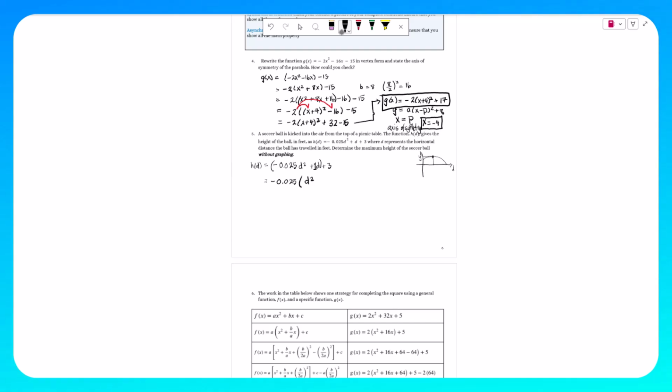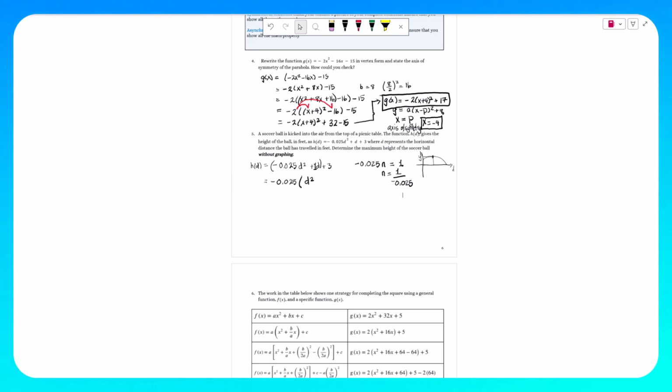So think of it this way. I have this a value here that I would have to multiply back to 1d. So in other words, negative 0.025 times some number n has to equal 1. So what we're going to do, we're going to divide both sides by negative 0.025. In other words, I'm going to divide 1 by this number.